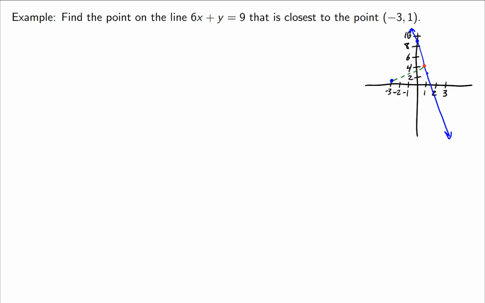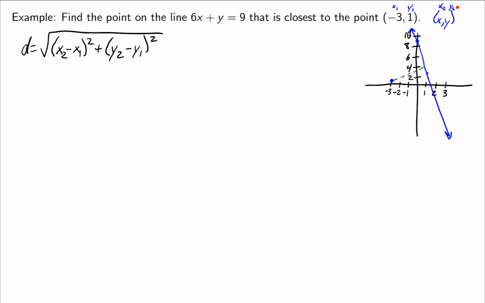the lines of what would actually be perpendicular if my graph were drawn with the same x scale and y scale. But what we're going to do is calculate that distance and minimize that distance. To do that, we're going to need the distance formula, which is the square root of x2 minus x1 squared plus y2 minus y1 squared.